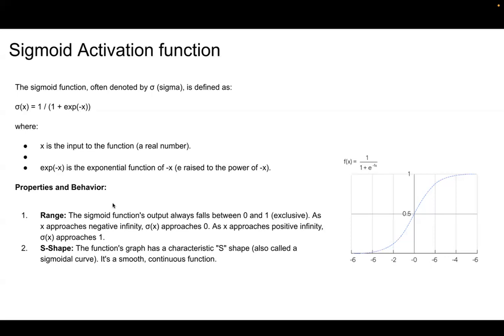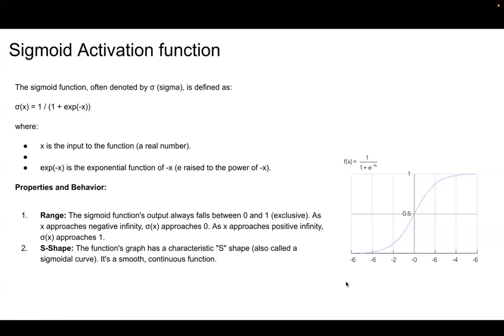What are the properties? A very important property of the sigmoid activation function is that its output is always between 0 and 1. As x approaches negative infinity, it approaches 0. As x approaches positive infinity, it approaches 1.